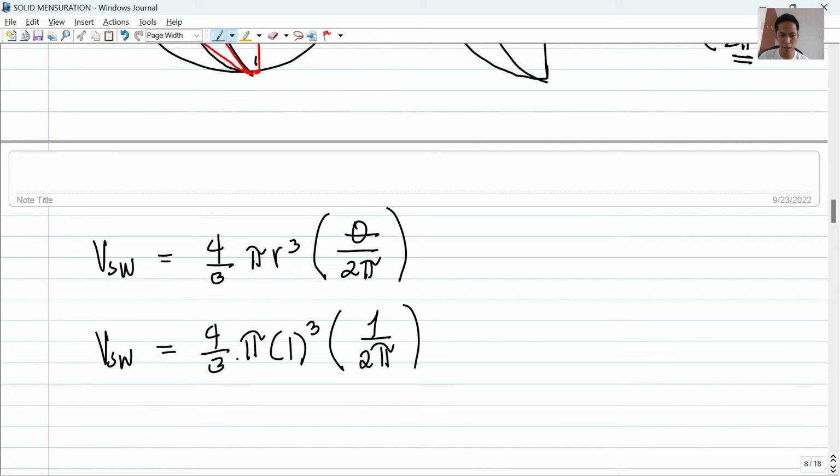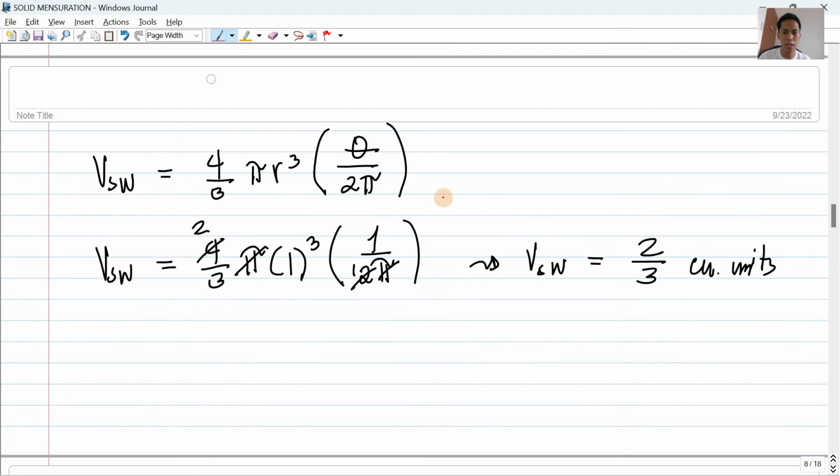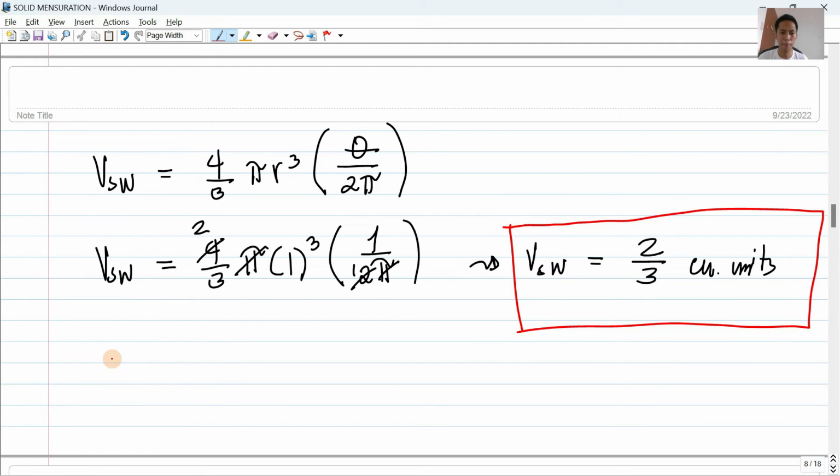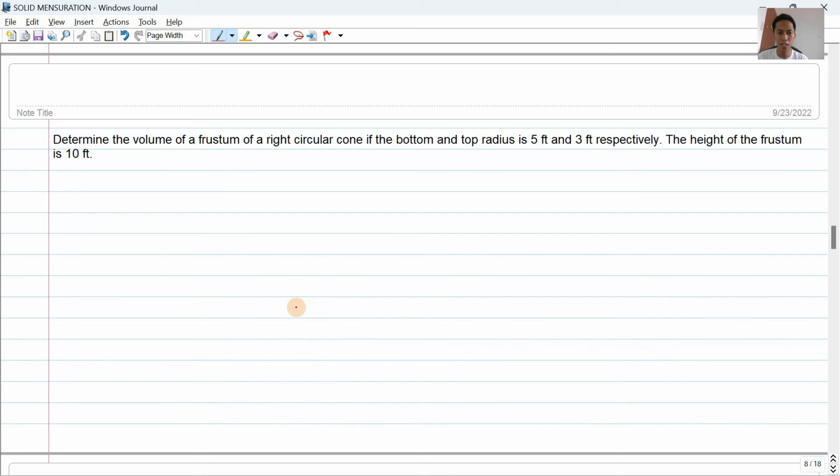Okay, in this case, cancel na yung pi. And we have here volume of the spherical wedge is just equal to, eto mag-cancel na, 1 na lang yan, tapos ito magiging 4 divided by 2 is 2. So basically, that's just equal to 2/3, di ba? So that's 2/3, okay, cubic units yan, cubic units. So this is the final answer, 2/3 cubic unit. Okay, so we have here, guys, our last problem.